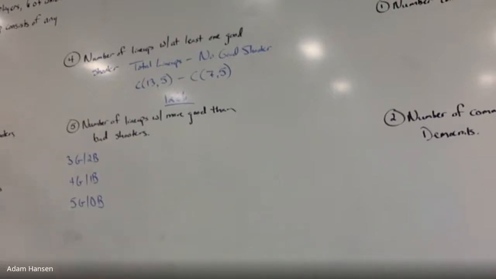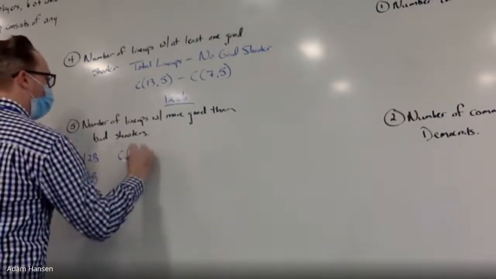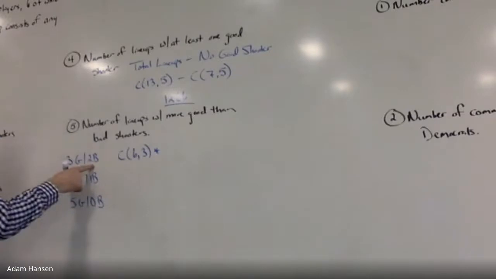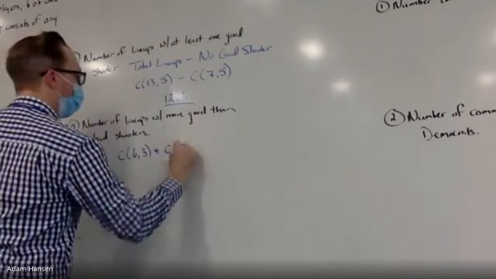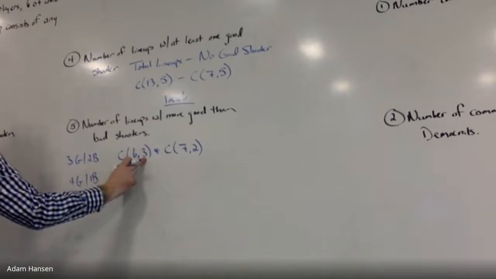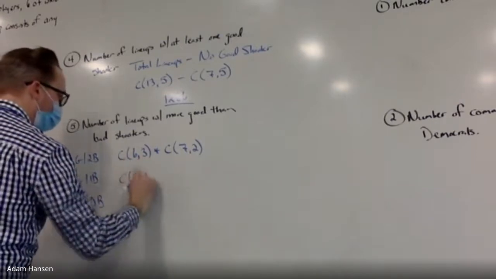3 good, 2 bad. So there's 6 good to choose from, choose any 3. 2 bad, there's 7 bad to choose from, so 7 choose 2. I'll get that figured out on the calculator in just a second. For 4 good, let's change this 3 in 6 choose 3 to a 4.